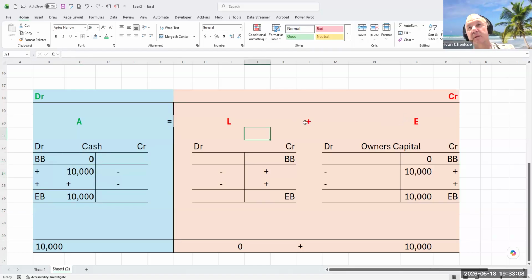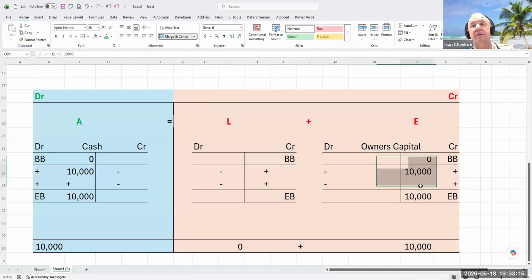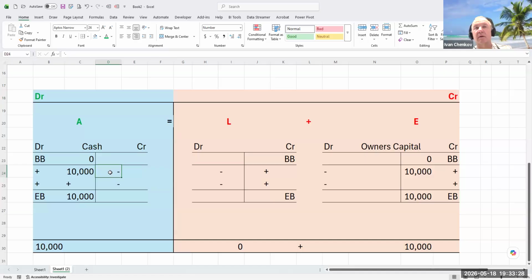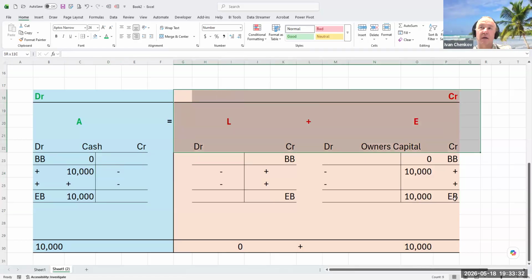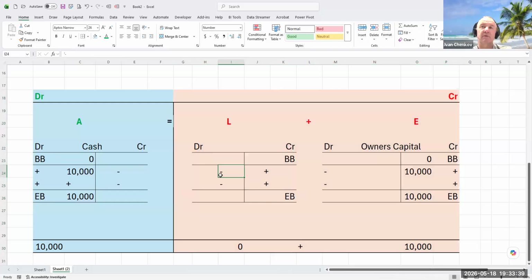Whereas liability and equity, normal balance is always going to be credit, and they're always going to increase on the credit side. That means on the opposite side, they're going to decrease. For the assets, if you put it on the credit side, recording that decreases the asset. On the other side of the equation, if the credit side is increasing, the debit side will be decreasing.